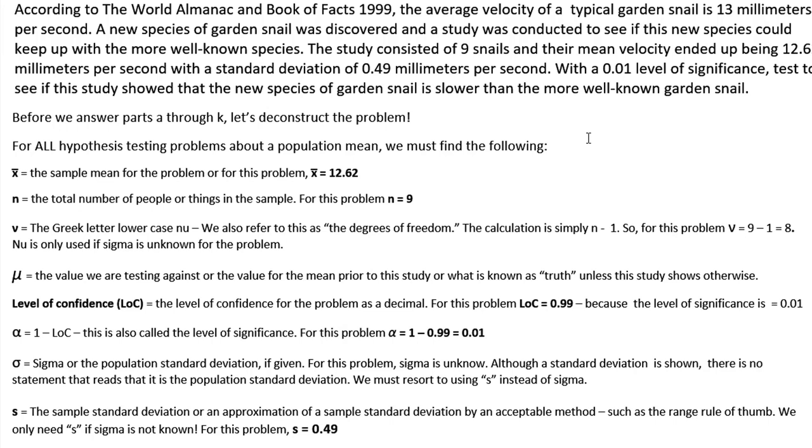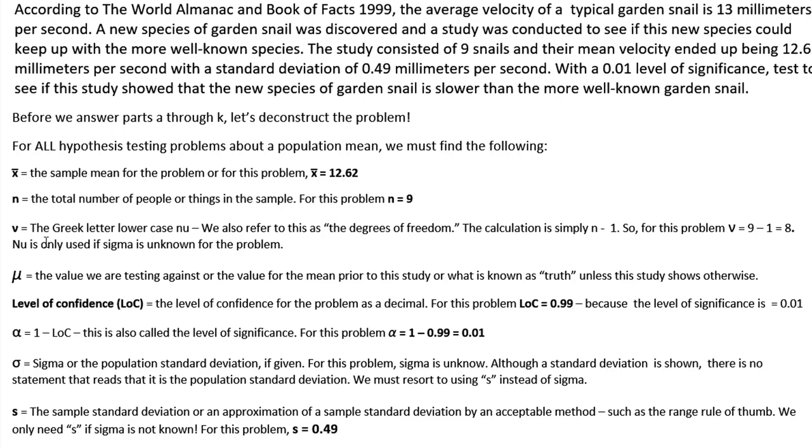Let's deconstruct the problem. First, we would need to know what X bar is. That's the sample mean for the problem, in other words, the mean that comes from the study, which is 12.62 millimeters per second. The total number of things in the sample, it says right here, there were 9 snails. So that would be our n.